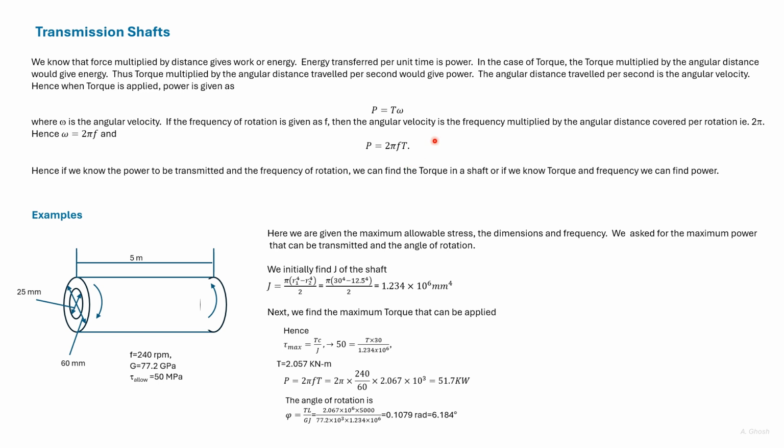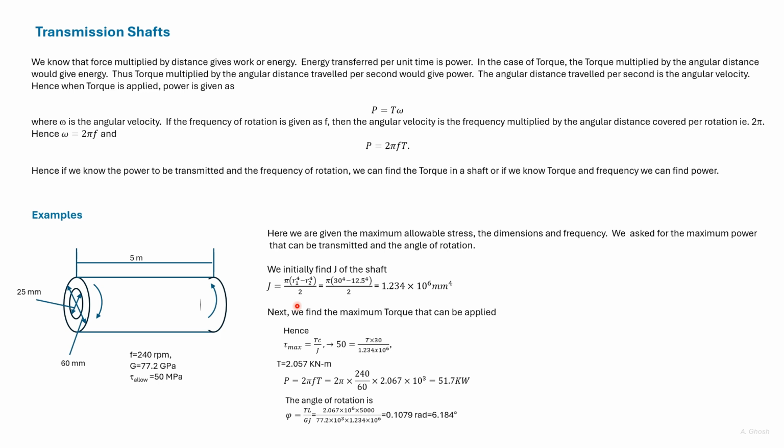Now consider this example. The frequency is given, the material properties are given, and the maximum allowable stress is given, along with the geometry. We are required to find the power transmitted and the angle of twist. So first of all, this is a hollow section, and we can find J of this hollow circular tube. So we have found out J.